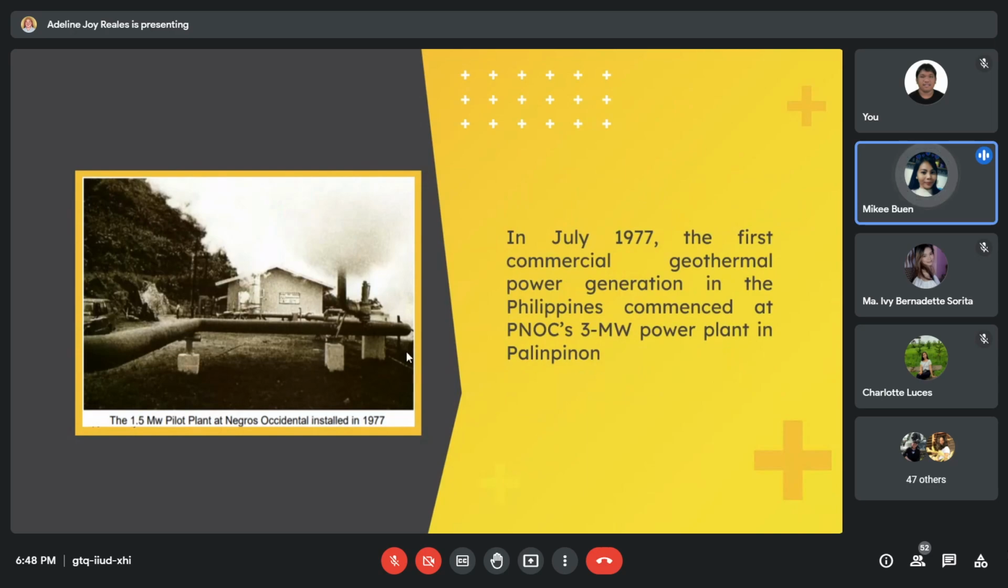So the image shows that in July 1977, the first commercial geothermal power generation in the Philippines commenced at PNOC's 3-megawatt power plant in Palinpinon.